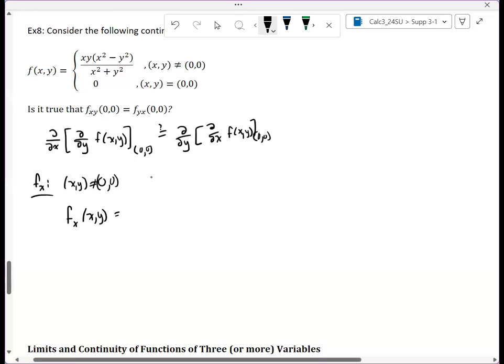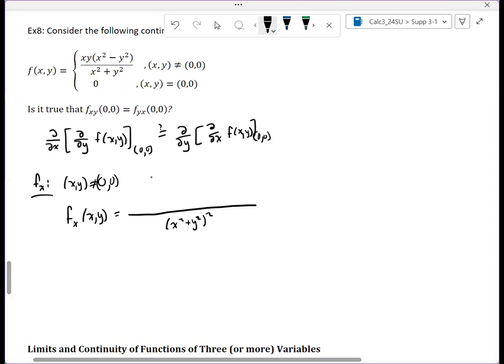Well, df dx of xy is what? Remember, we treat y as a constant and x as the variable. We need to use the quotient rule here. So we have a bunch of stuff over the bottom squared, so x squared plus y squared, all squared.